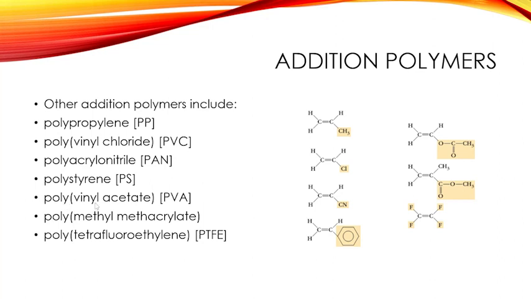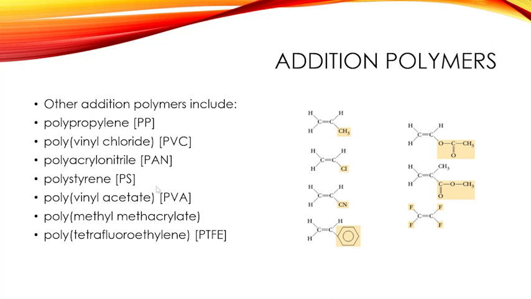Another example, we have PVA or polyvinyl acetate. Polyvinyl acetate is more commonly known for being used in glue. PVA is used in white glue or white school glue. It is also used in wood glue and other types of glue. Okay, PVA is soluble in water.